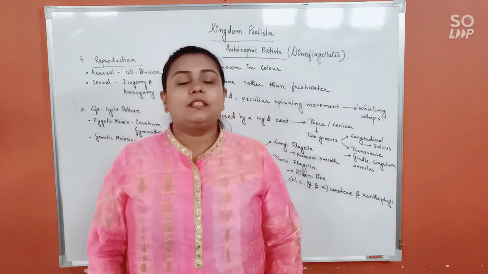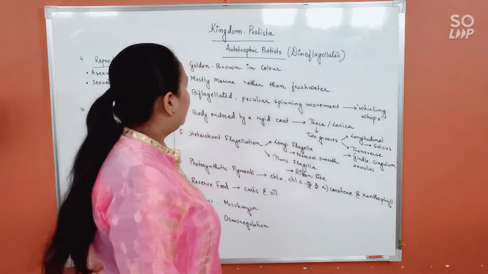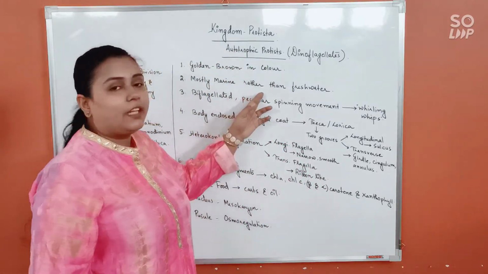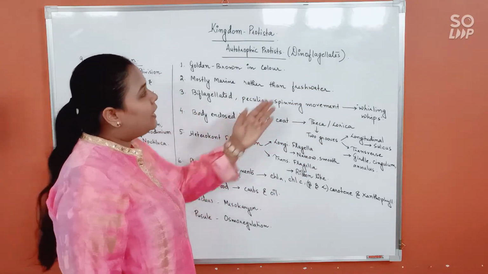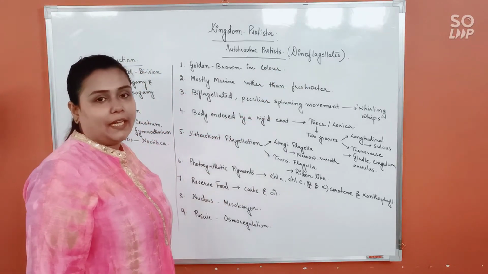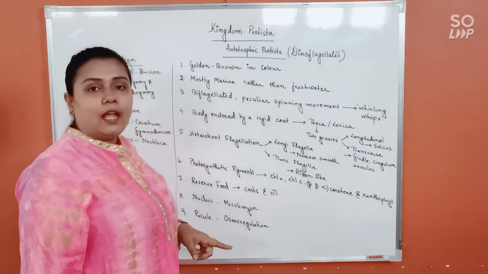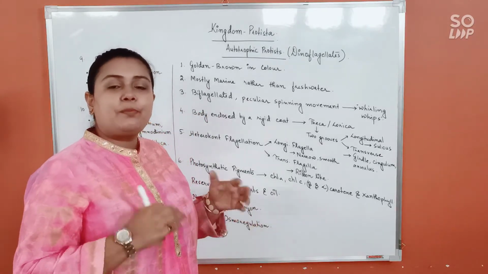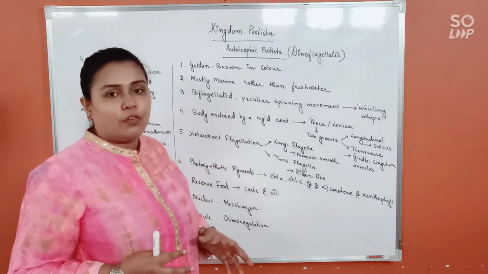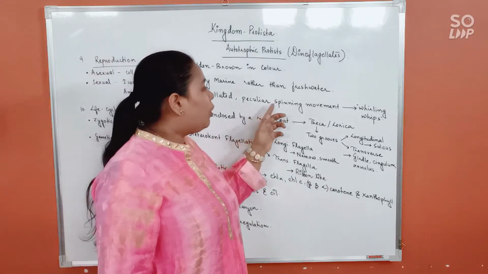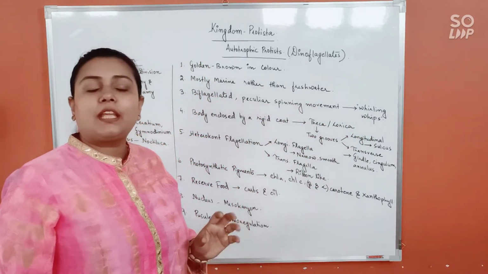First of all, dinoflagellates are golden brown photosynthetic protists. They are mostly marine rather than freshwater. Regarding locomotion, as the name itself suggests, dinoflagellate, they possess flagella. They are mostly biflagellated and have a very peculiar spinning movement provided by their two flagella or the position of the flagella. Because of this peculiar spinning movement, we call them whirling whips.